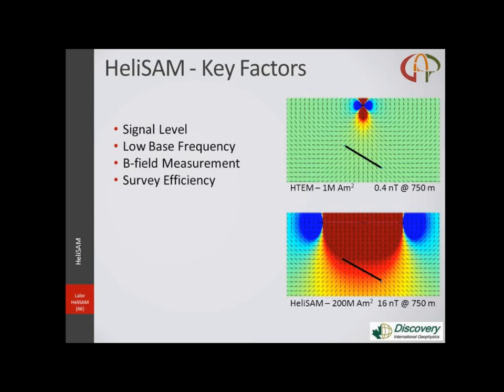The other factors are the fact that you're able to deliver a low base frequency and measure with the B field instrument. And then there's obviously the survey efficiency of an airborne receiver system.